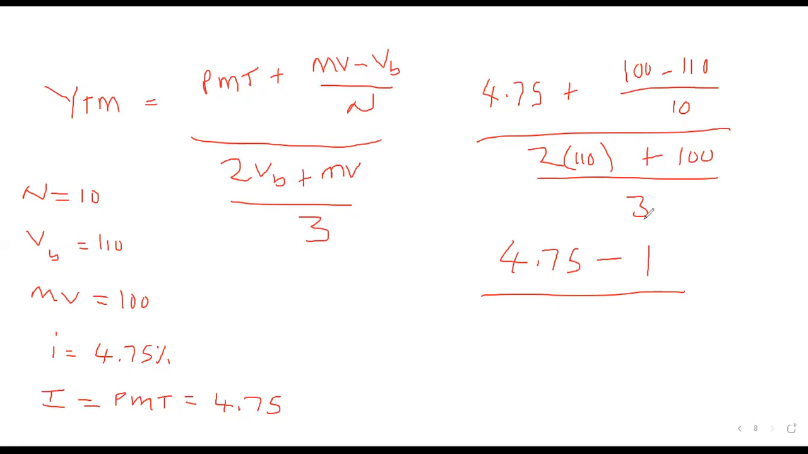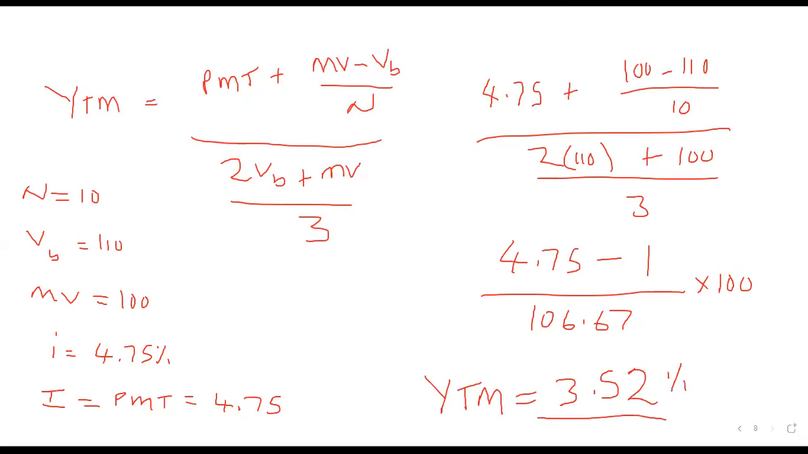Divided by 3. 106.67 times 100. So we have 3.75 divided by 106.67 times 100. 3.52% as our yield to maturity. So this is how we calculate the yield to maturity. Together.